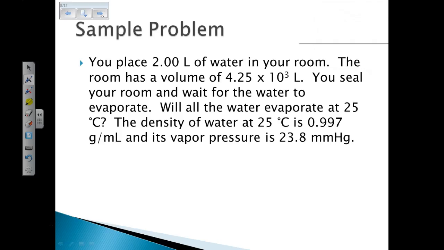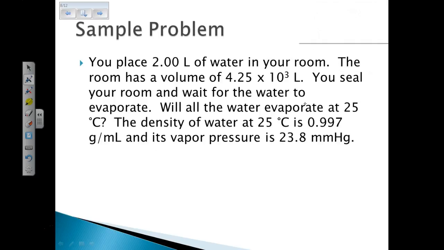But let's go here. Okay, so let's do a sample problem. Let's say you have 2 liters of water in a room, and then you seal up the room. Now this is a totally ridiculous example because you have to make sure that the room is completely sealed, no holes, windows not open, no crack under the door, that sort of stuff, but whatever. Okay, get over that part.